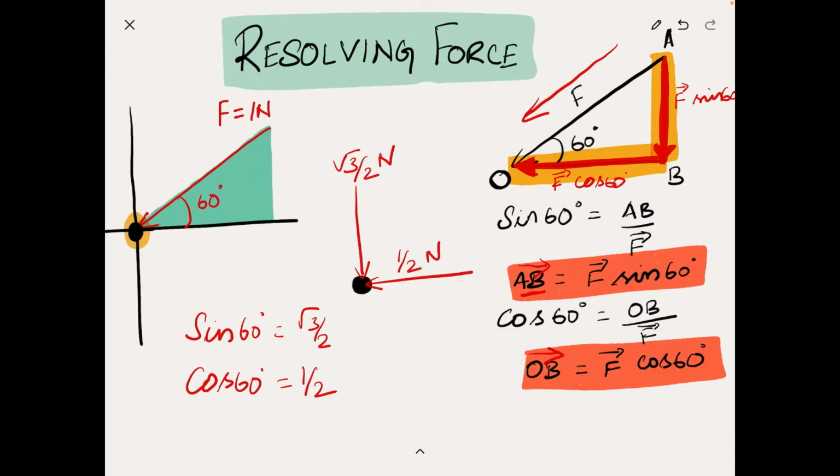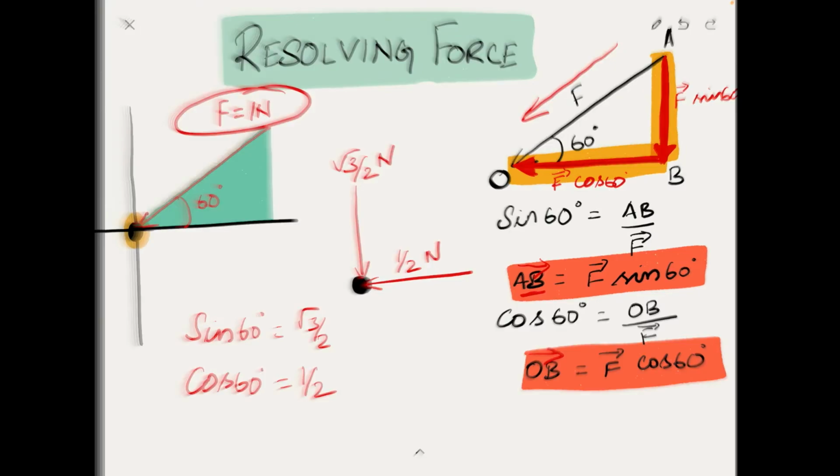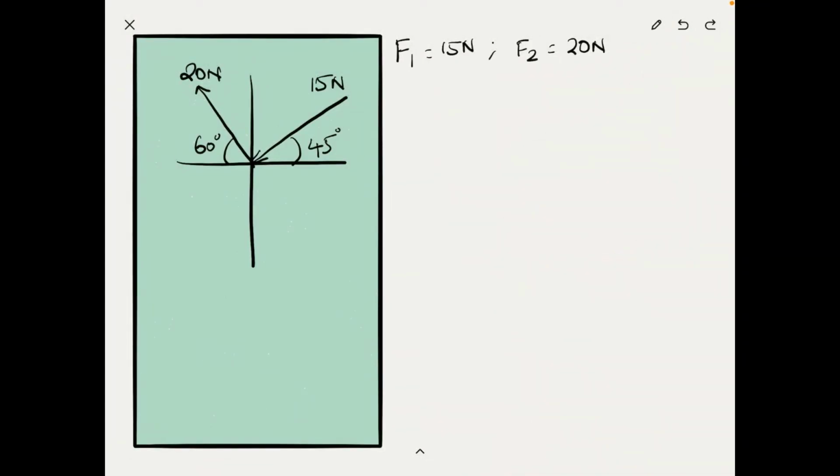So that is how we can resolve this inclined force of 1 newton, which is acting at an angle of 60 degrees, into two corresponding horizontal and vertical forces of root 3 by 2 newtons and 1 by 2 newtons, which will make our overall net force calculation much easier. Okay, now let's work this out for this given example.